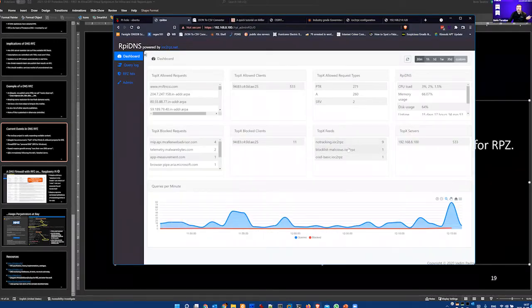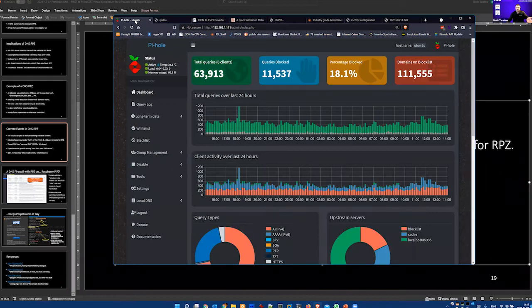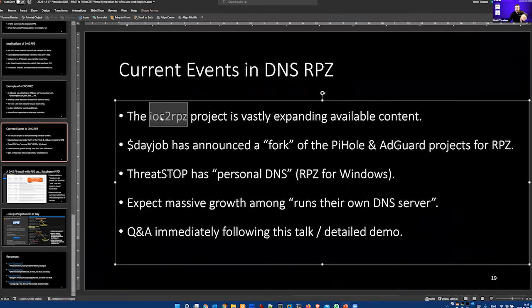So this is my IOC2RPZ. See, no tracking, block list, etc. These are the feeds and these are the hits here. We will not go through this at the moment, but this is one DNS server running in my environment. This is another DNS server, and both are running on BIND. Okay, but I do prefer this one.